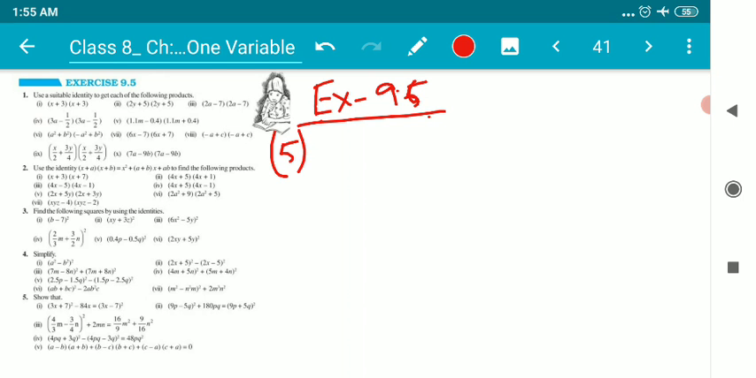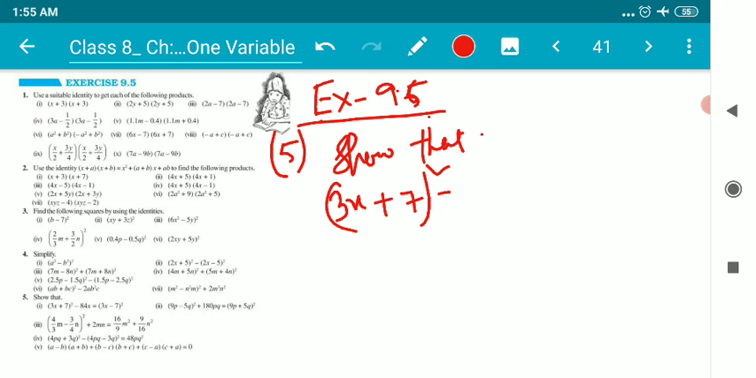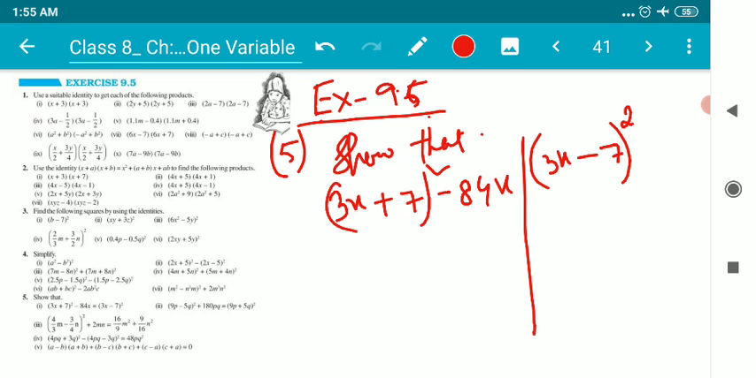This is about to show that (3x plus 7) whole square minus 84x is equal to the right hand side, (3x minus 7) whole square. Okay, children, so this is about left hand side and right hand side. It's about proving, so this is why we prefer to write right hand side and left hand side.